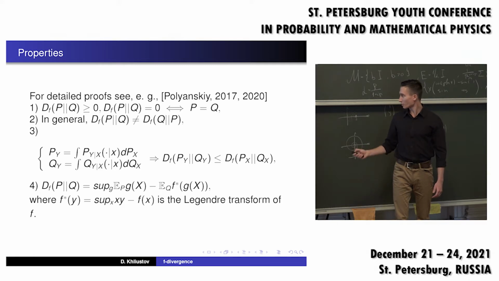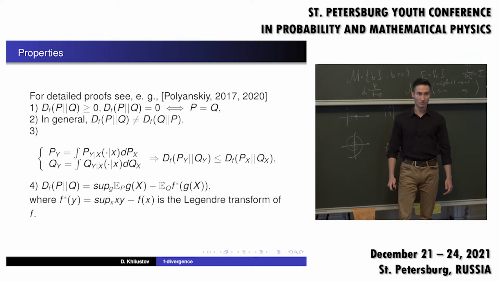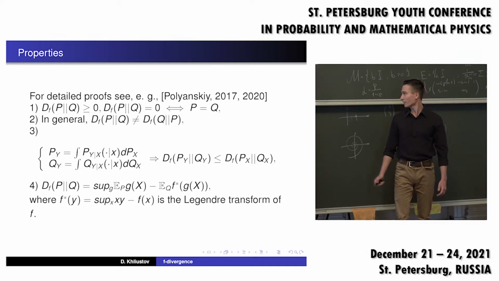And the final property is the variational representation of F-divergence. We will need it for our theorem, and note it involves the Legendre transform of f. We will compute it for special cases later.